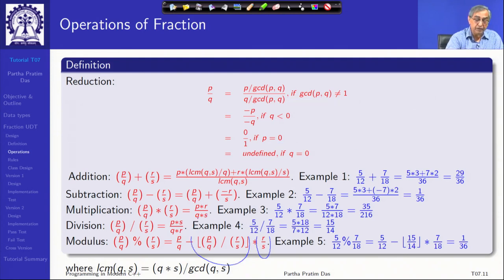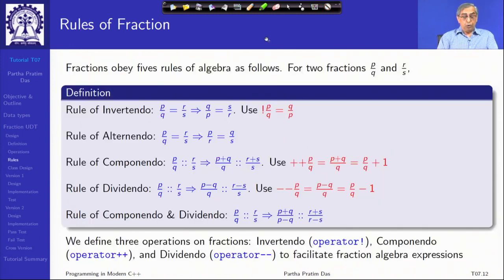Here are examples given. So, there are some rules of fraction also, like we know of invertendo, that if you flip the numerator and denominator of two fractions which are equal, then they remain equal. So, we define that to be a flip operation or an inversion operation.